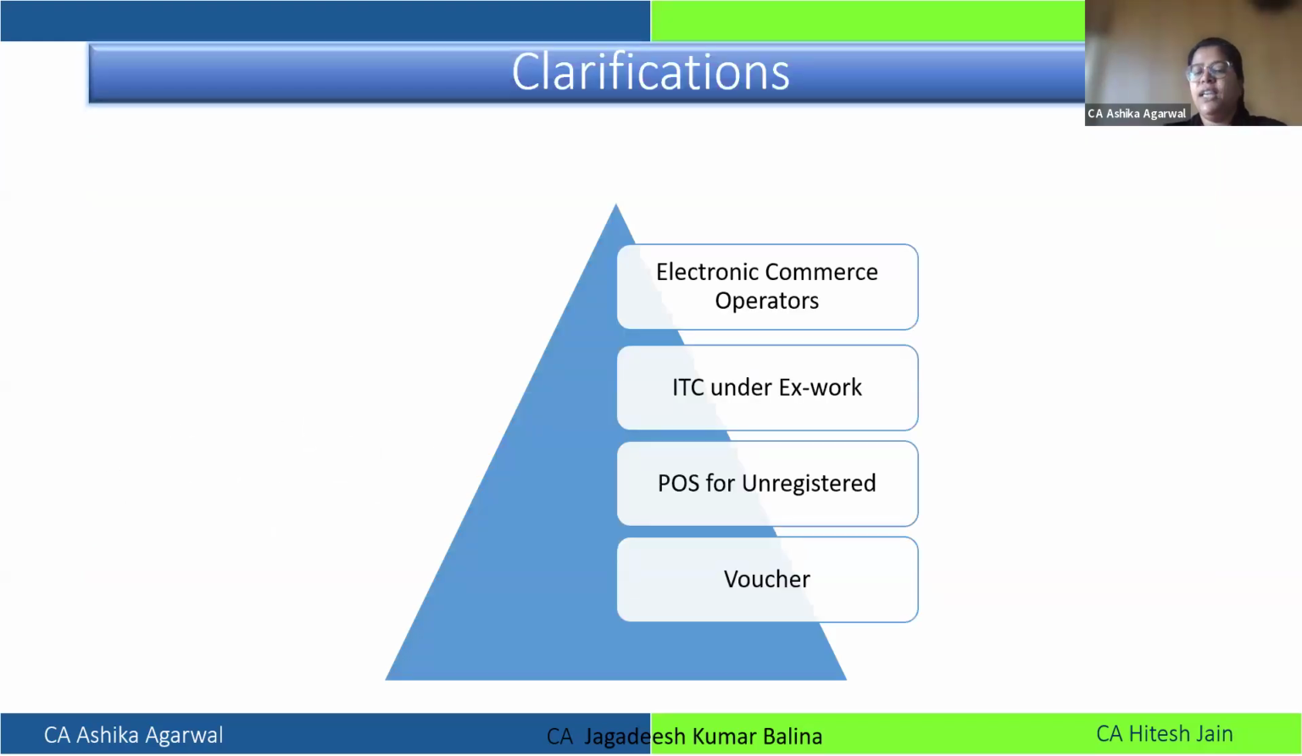Now, clarification has been issued on four things. First is about the e-commerce operator. The second one is in relation to ITC on ex-works contracts with respect to place of supply for unregistered persons, and the fourth is about vouchers.